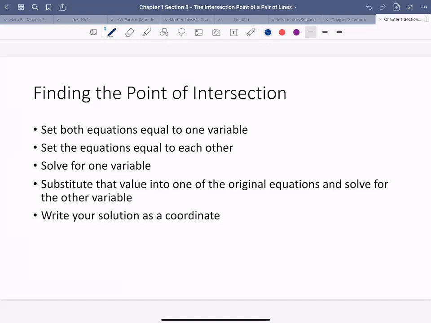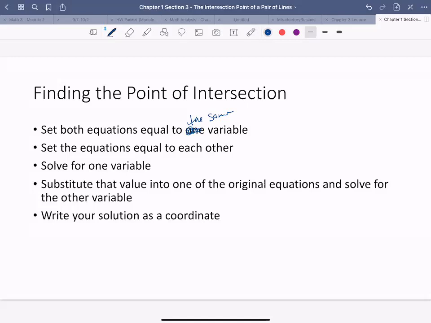So I'm going to read this off, and you can write it down. First off, you're going to set both equations equal to the same variable. Set the equations equal to each other. So if they both equal x or they both equal y, then you can set them equal to each other.